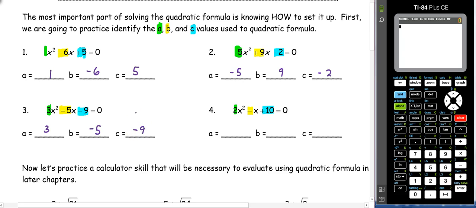In number 4, the a value is in front of the x squared, so it's 2. The b value is the value in front of the x. Now, there's not a number, but there is a negative sign, so this is going to be negative 1. And the c value is the number by itself.